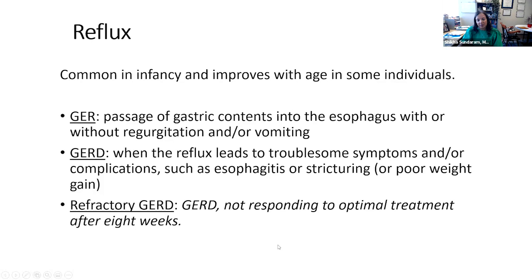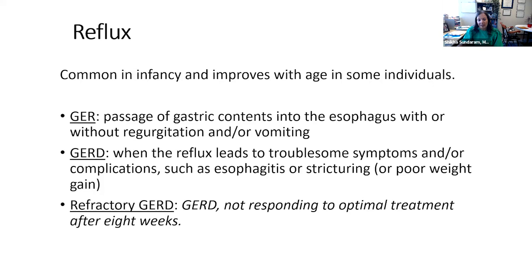So I'm going to switch gears now and talk about reflux. And we use reflux as a very broad term. It's common in infancy. It does seem to improve with age in some individuals. And so as gastroenterologists, when we talk about reflux, we really talk about it in 3 different spaces.